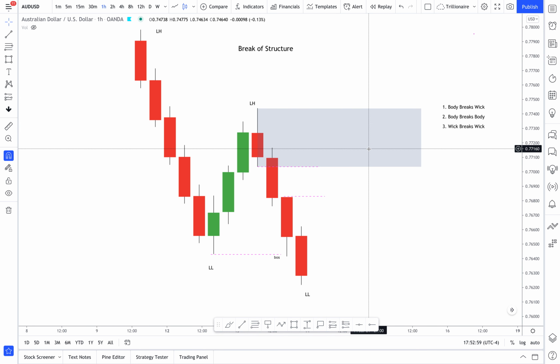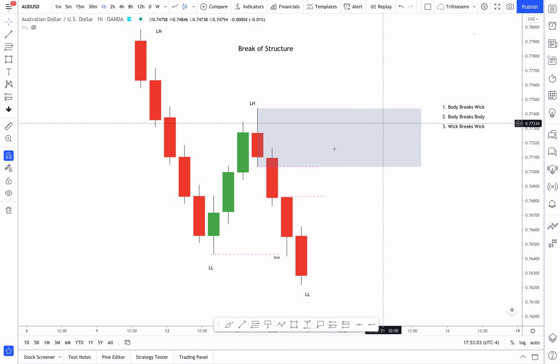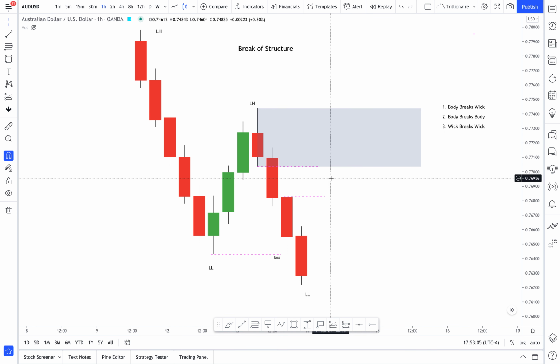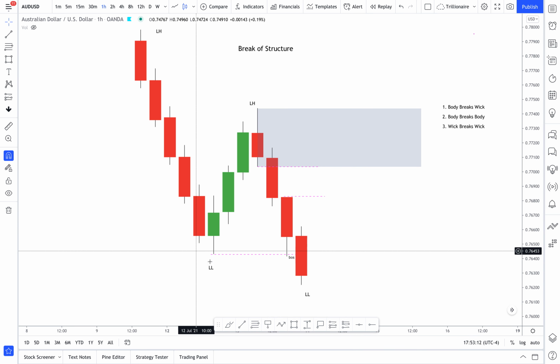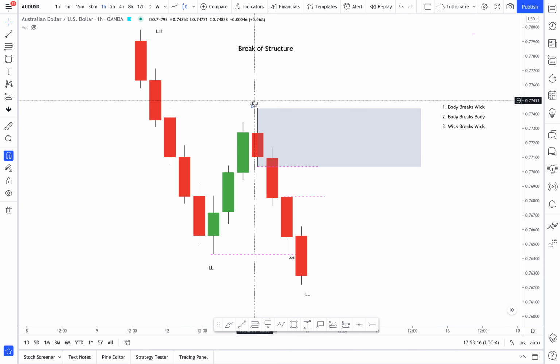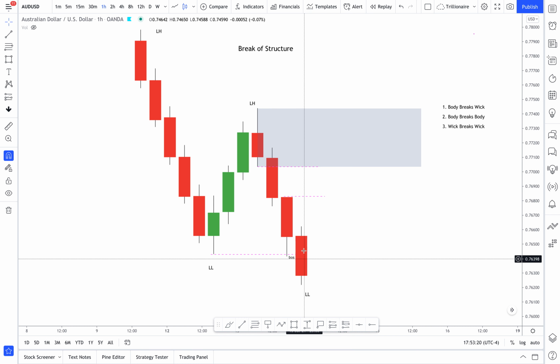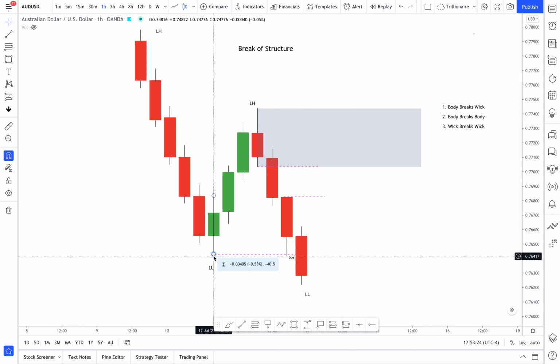There are three different ways. The first way you can look at a break of structure is body breaks wick, and that's my favorite. In that case, this would be our lower low. Here we see price rallies to create a lower high, and then we see a push to the downside where this candlestick body breaks this lower low right here. So that's the first way.